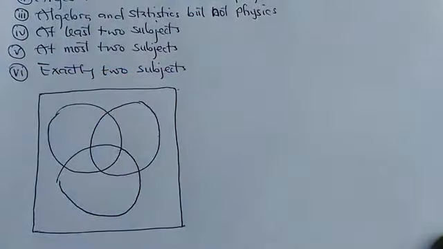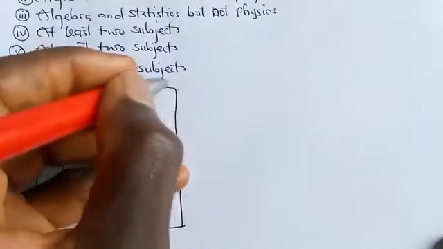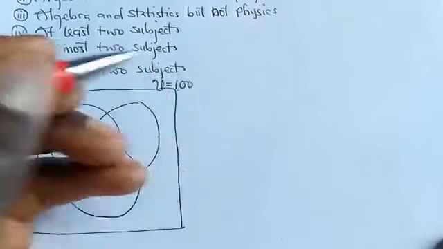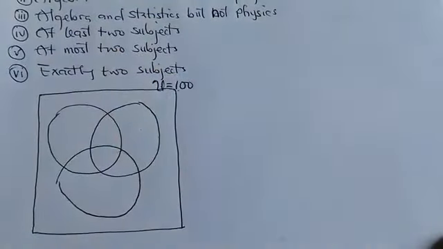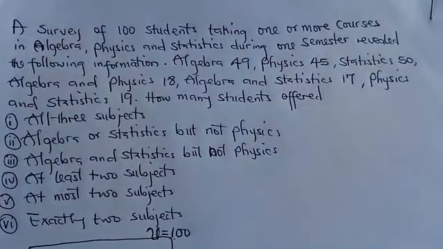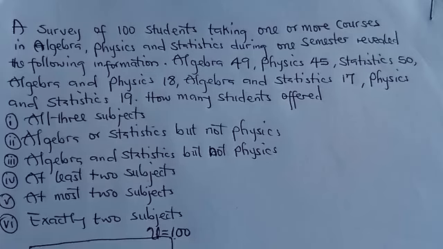So this is our Venn diagram, and we're told that there are a total of 100 students in that particular information given to us. As seen here, a survey of 100 students taking one or more courses in algebra, physics, and statistics during one semester. Now, from this, we are told that 49 took algebra, 45 took physics, 50 took statistics.